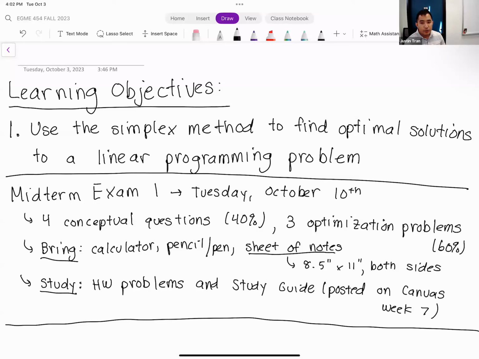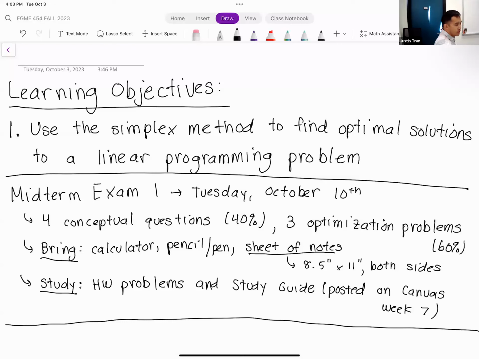Okay. All right, in terms of what you can bring, a pencil or a pen, whatever you feel most comfortable with. As long as it's legible, anything's okay with me. Definitely bring a calculator. With the optimization problems, there's gonna be a lot of calculations, and so you can bring a calculator to help speed that up and make sure that you can compute those things quickly without wasting too much time. And probably most importantly, you can bring a sheet of notes. Your sheet of notes can be one 8.5 by 11 sheet of paper. You can write on both sides. You can write it, you can type it, whatever you think is most helpful for you.